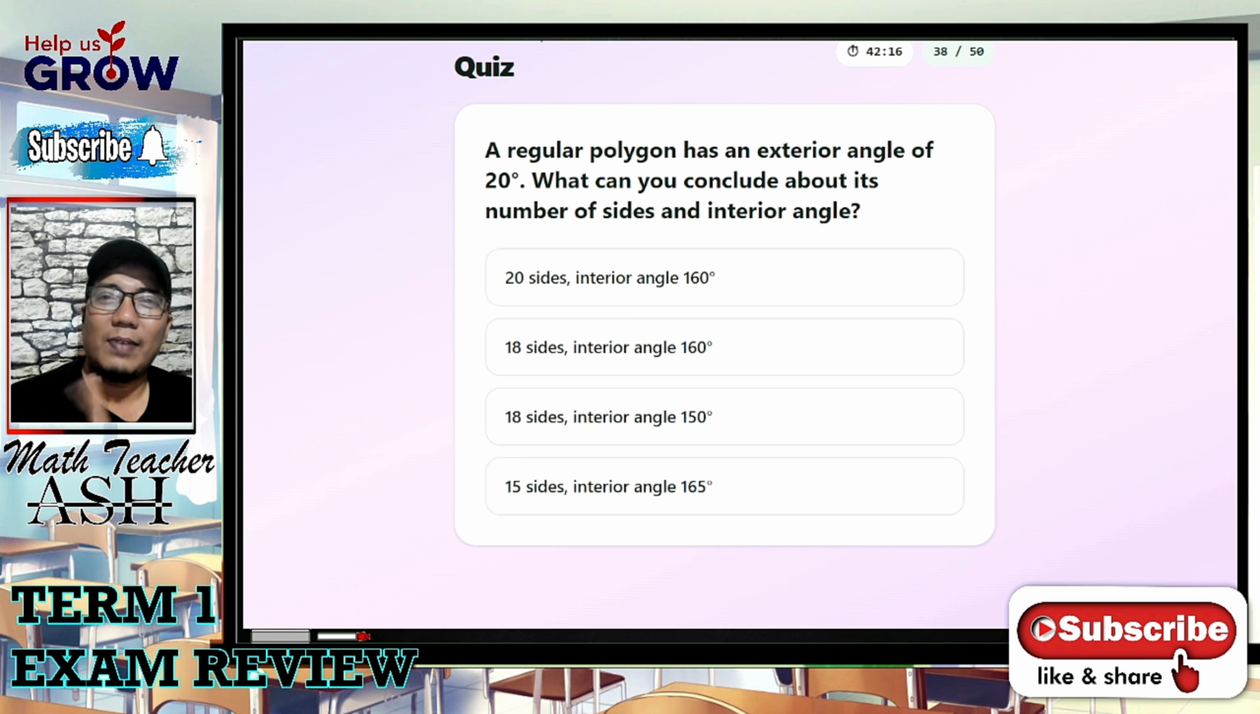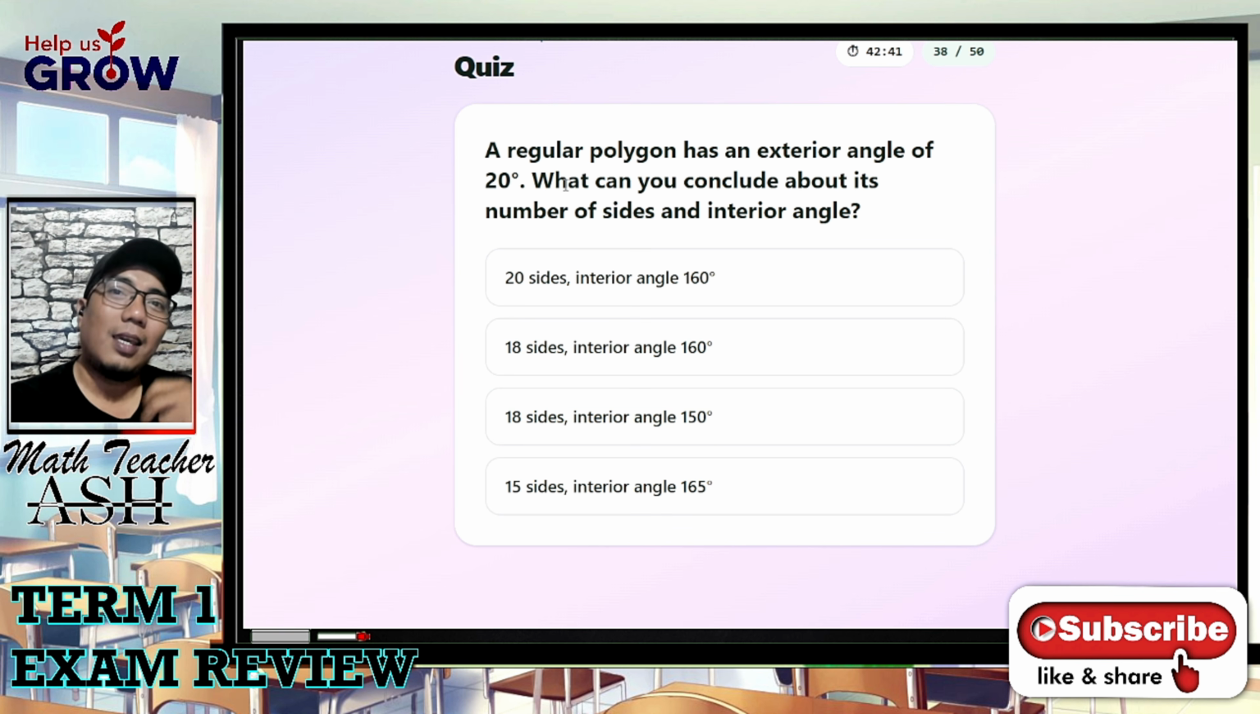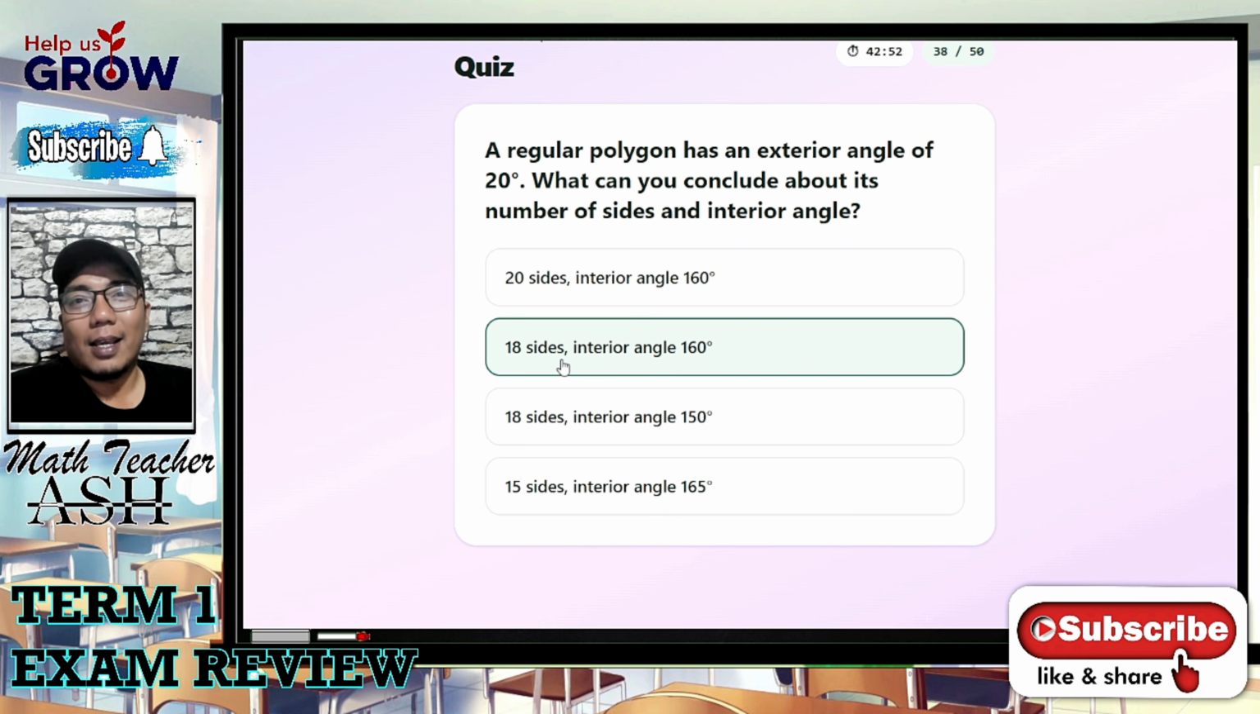Alright, my dear math learners, this is very easy. What you need to do is, you just divide 360 degrees by 20. So by doing so, you get what? 18. That 18 will serve as your sides. So you have 18 sides. So therefore, 20 sides and 15 sides are wrong. Okay, so you only have these two. But what is the interior angle? So that 20 degrees, you just get the supplementary pair of it. So 180 minus 20, that is 160 degrees. So therefore, the correct answer would be 18 sides, interior angle 160 degrees. Let's check whether we are correct.